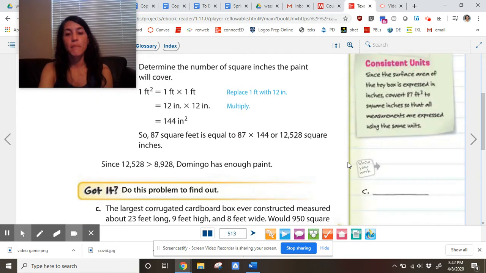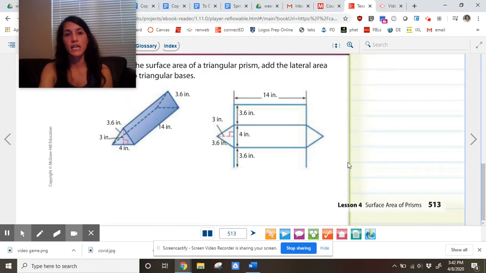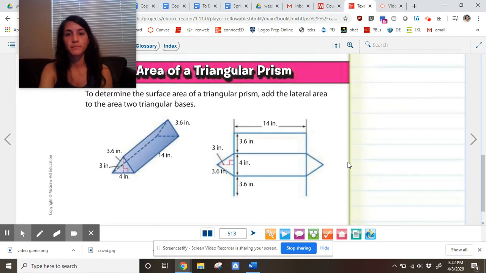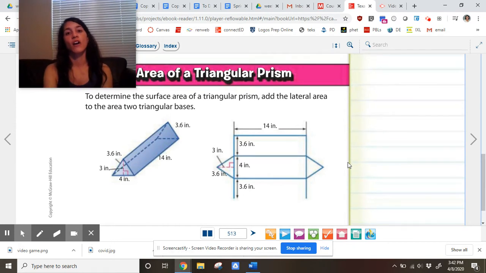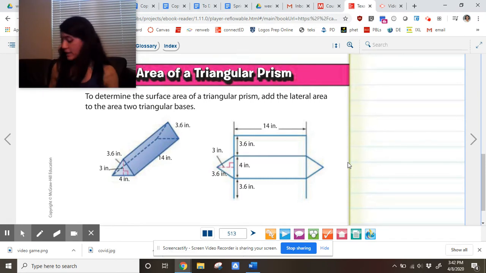So on the bottom of page 513 is a triangular prism. And I like how it shows you the net and how it's constructed as a 3D figure. We are not going to use nets anymore, but I wanted to show you how this works.